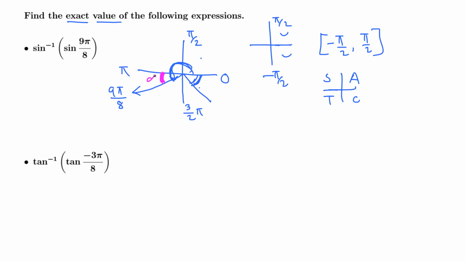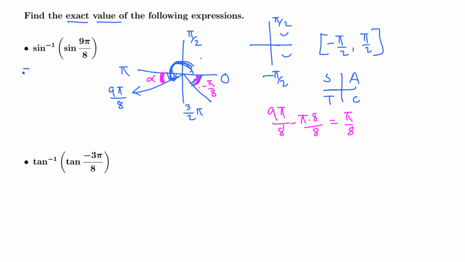So what is this? Let's subtract pi from 9 pi over 8. 9 pi over 8 minus 1 pi. This pi is the same as 8 pi over 8, because 8 cancels, just pi. So 9 pi minus 8 pi over 8, so pi over 8. So this reference angle is in fact pi over 8. So this will be the same, pi over 8, but in negative direction, then negative pi over 8. Okay, so sine 9 pi over 8, this angle has the same value as sine negative pi over 8.